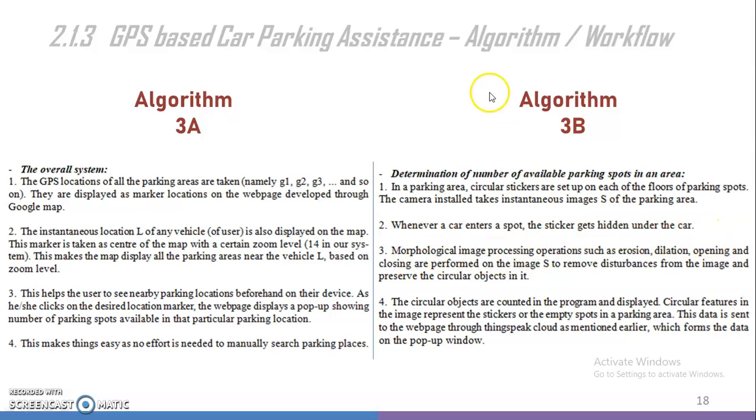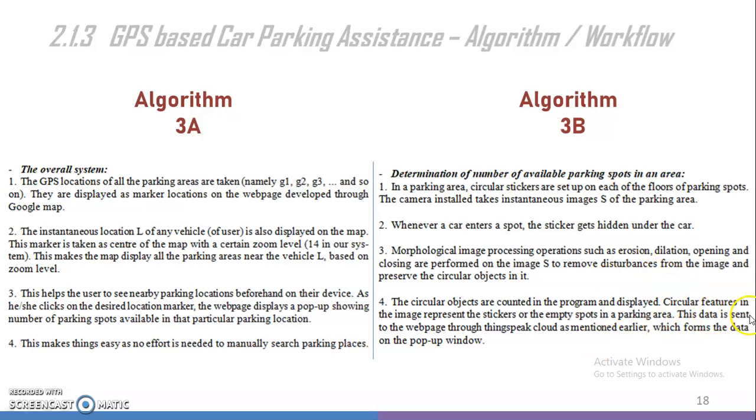Now morphological image processing operations are used, like erosion, dilation, opening and closing, so that disturbances can be removed from the binary image, which is converted after taking the instantaneous images. And the circular objects, they are the circular stickers. The circular objects are preserved, so just counting the circular objects will give us the number of available parking spots, like here.